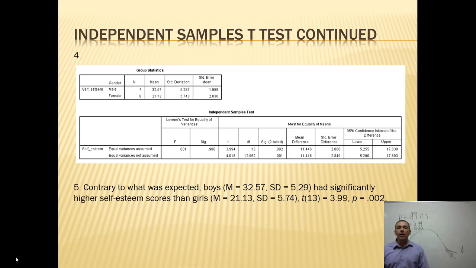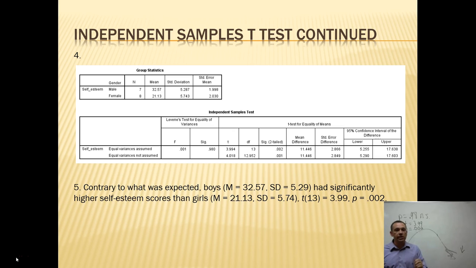So how would we write this up? This is our basic jargon, and there are multiple ways you can word this. You can word it however makes sense to you as long as it's accurate, but this is the type of phrasing we're looking for. Contrary to what was expected, boys, and then include their information, had significantly higher self-esteem scores than girls, include their information, and then according to APA, I want you to write out the statistical value.